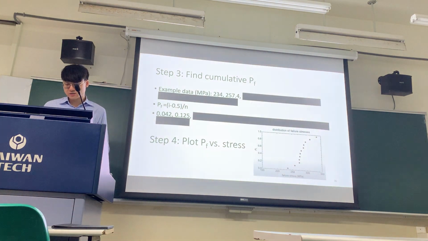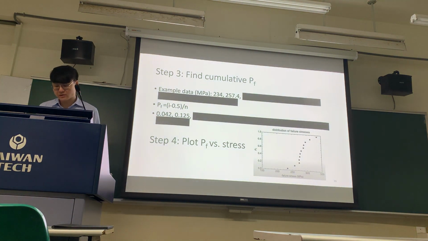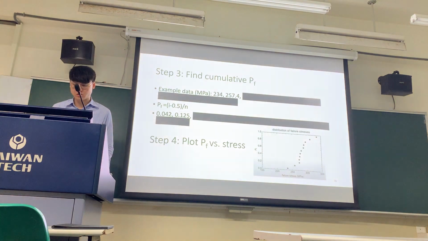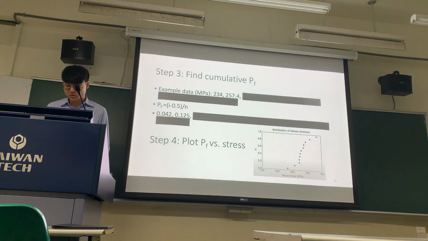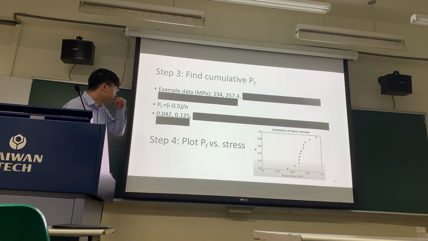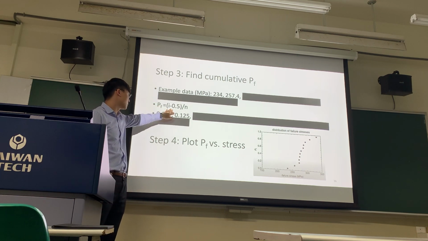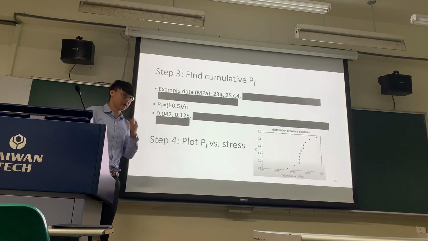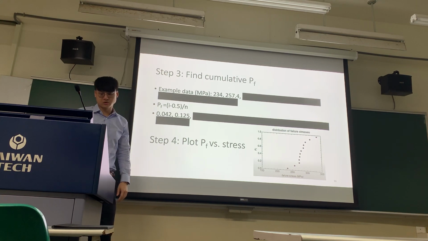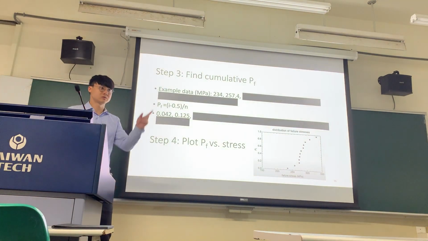So what's the next step? Step 3 is to find the cumulative probability of failure. Right? So how do we do that? This is the equation: Pf equals i minus 0.5 divided by n. n is for how many specimens you have. So supposedly if you have 12 specimens, right? Your denominator is 12.